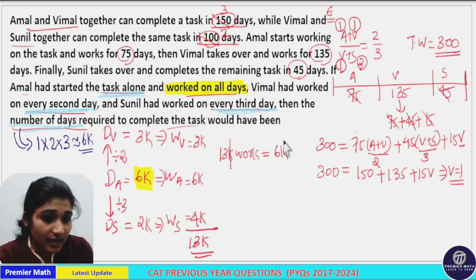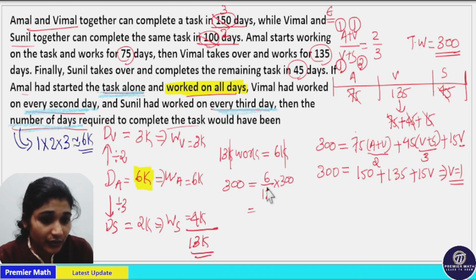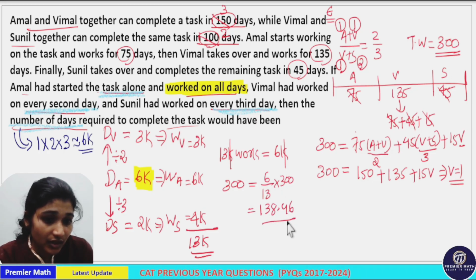Means here k and k cancel. Now 300 units can be completed in 6 by 13 into 300, which is equal to 1800 by 13, which is 138.46. So your answer is equal to 139. The answer is 139 days.